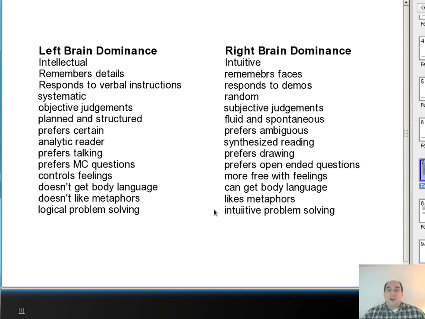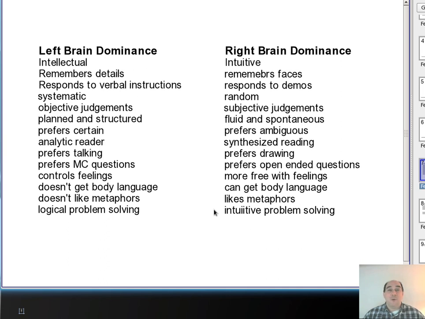Again, left brains are better at responding to verbal instructions. You provide them the instructions, and they hear it or they read it and they can understand it. They're very systematic in that way. Right brain, they respond more to demonstrations, things that they can see, things that they can feel. And they are less systematic. You go look at their sock drawer, it's all over the place.